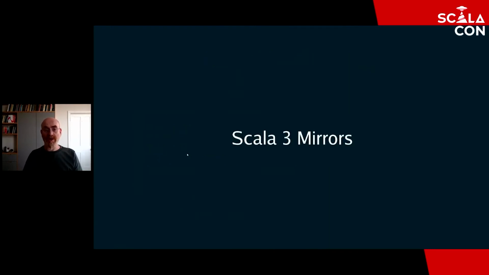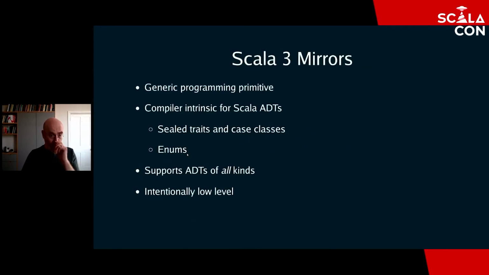Okay, so first of these primitives are mirrors. Mirrors are a generic programming primitive. They're defined for all Scala algebraic data types, and that includes sealed traits and case classes. So this is the traditional way in which in Scala 2 we're used to defining algebraic data types. But they're also defined for algebraic data types defined using the new Scala 3 enum syntax.